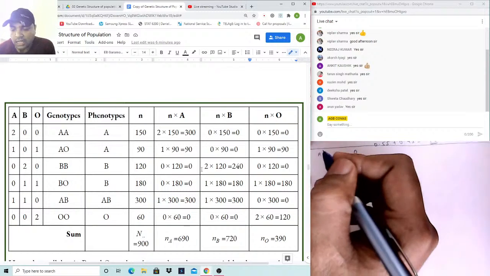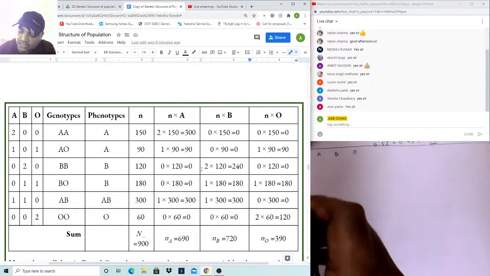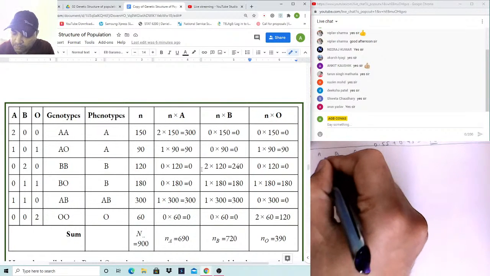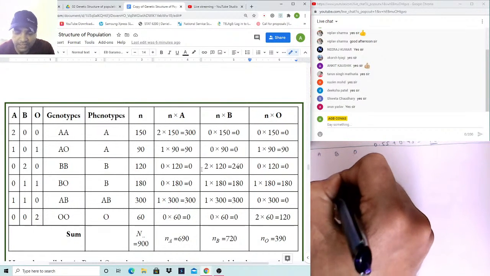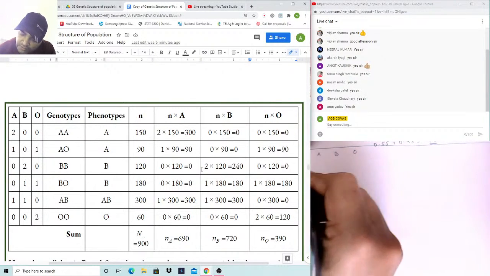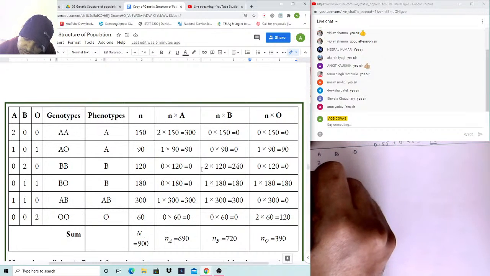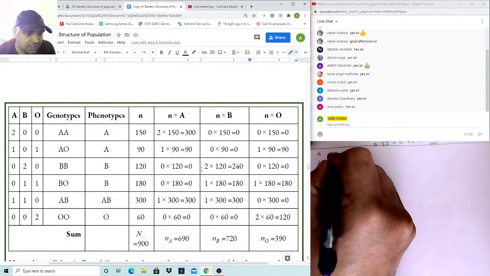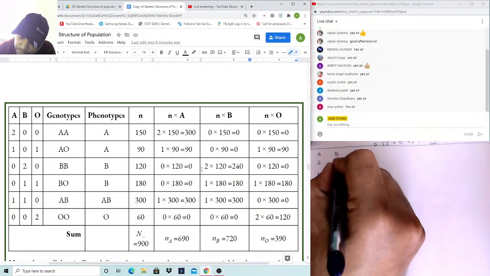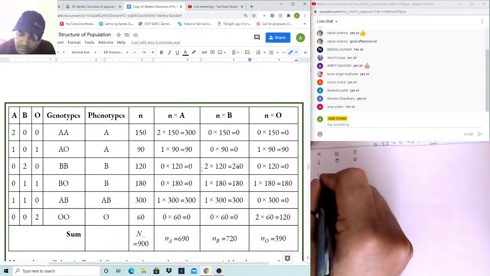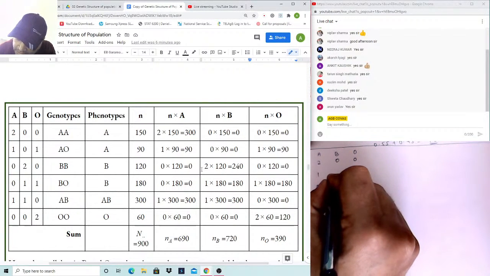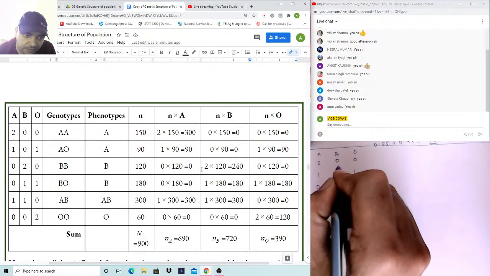Okay. Again the same thing: because it is a diploid organism, A can take different values 0, 1 or 2. B can have different values 0, 1 and 2, and O can have different values 0, 1 and 2. Say, for example, if A is 2, then both B and O will be 0. Similarly, if A is 1, then the others can be 0 or 1.